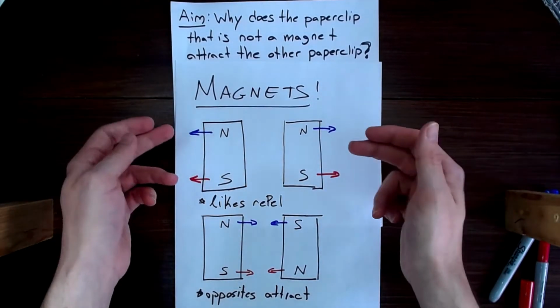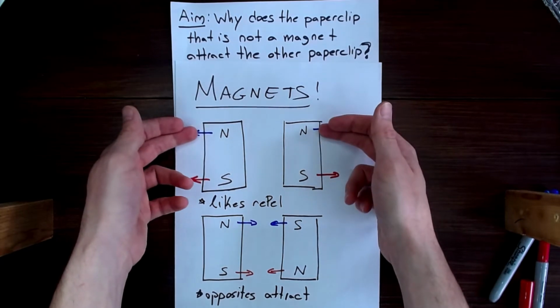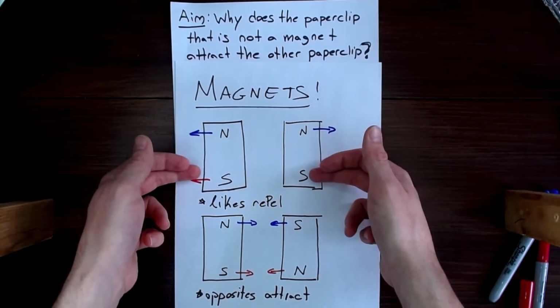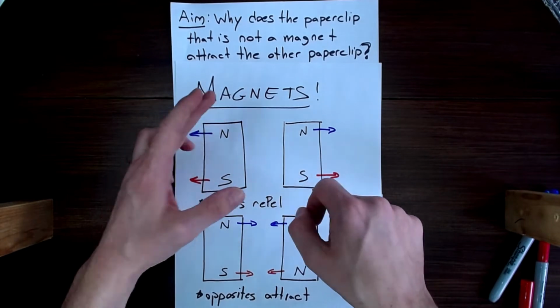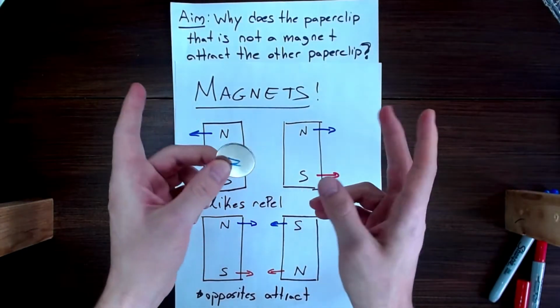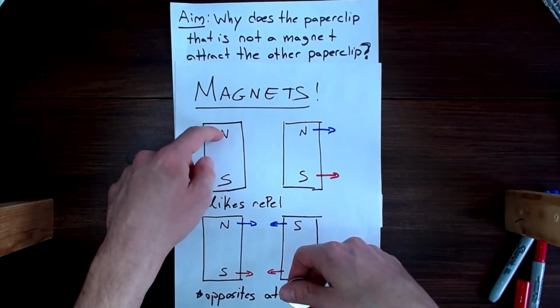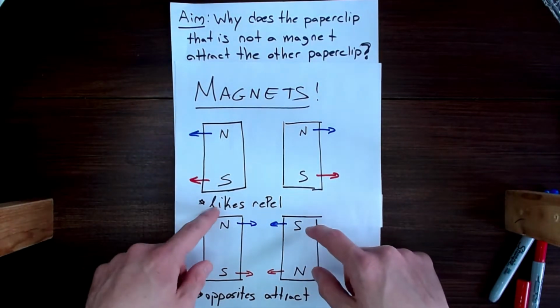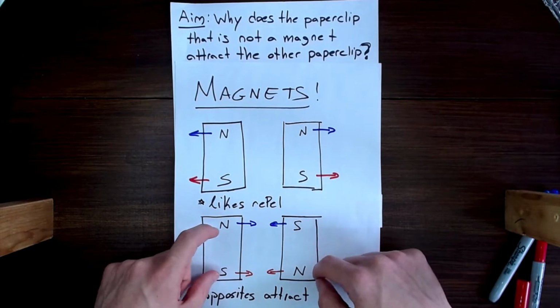Obviously, we're talking about magnets, right? North and north will repel each other. South and south will repel each other. This magnet that I drew is called a bar magnet. It's different than a disk magnet, but it's still, we can say, polarized, right? It has two separate poles, a north pole and a south pole. Likes repel.